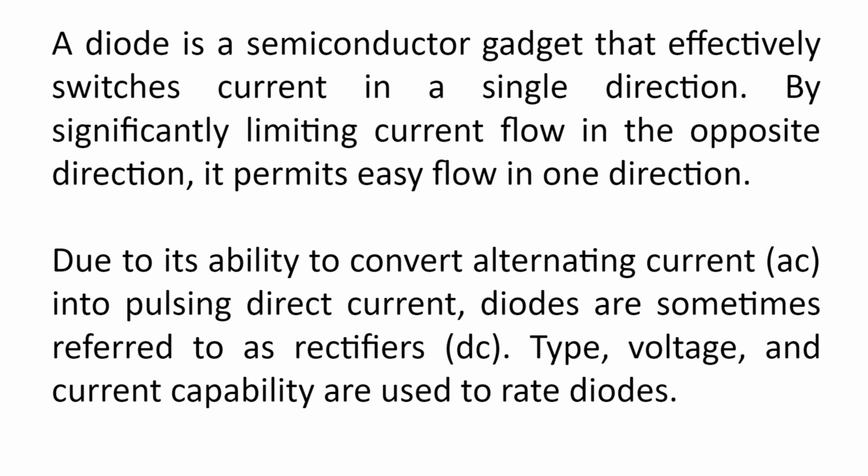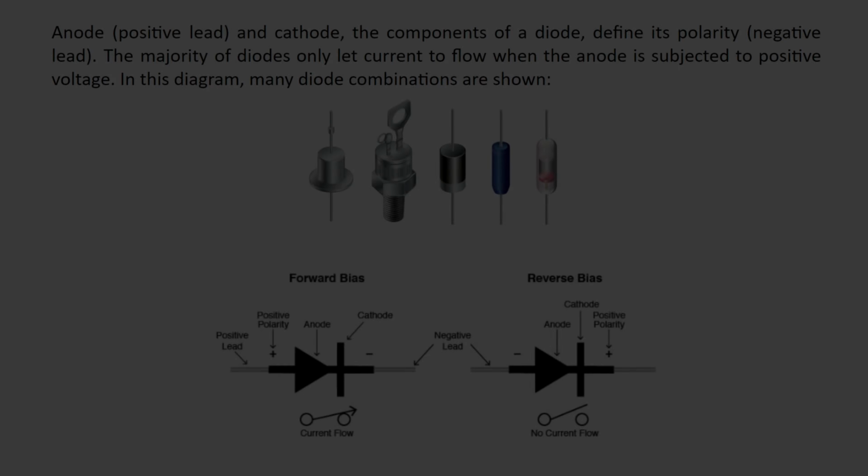A diode is a semiconductor device that effectively switches current in a single direction. By significantly limiting current flow in the opposite direction, it permits easy flow in one direction. Due to its ability to convert alternating current (AC) into pulsating direct current (DC), diodes are sometimes referred to as a rectifier.